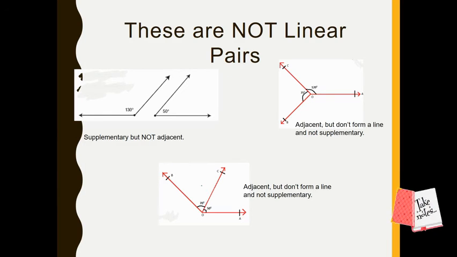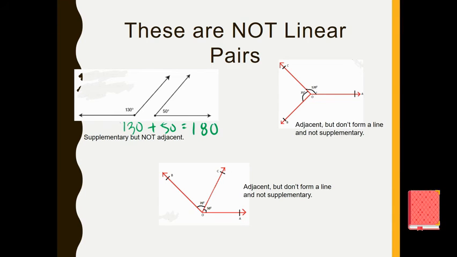All right, these are not linear pairs. Here we have 130 and 50. They're not linear pairs because they're not adjacent and they don't share the same line there. That's why it's not a linear pair, but it is supplementary. Remember, it's supplementary because you can add them together and still get 180. So it's supplementary, but not a linear pair.